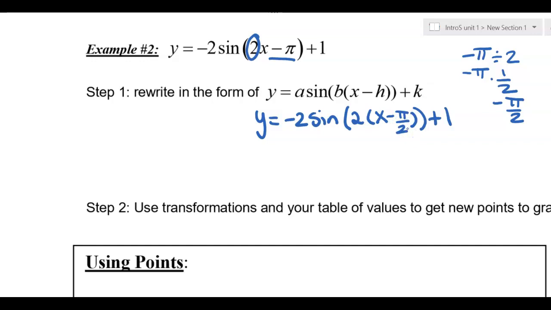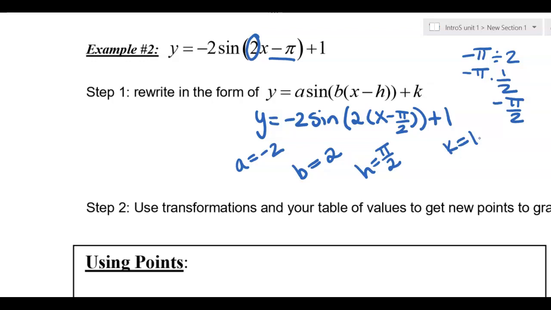And then it should make sense. And what I mean by make sense is that if you put the 2 and distribute it back in, you should get what you started with previously. So 2 times x should make that 2x, and 2 times pi over 2 should make pi. And so that looks right the way we have it right now. Okay. And so that gives us an a value of -2. Okay, so 2 things are happening with a, the negative as well as the 2. We have a b value of 2, an h value of pi over 2, and a k value of 1.